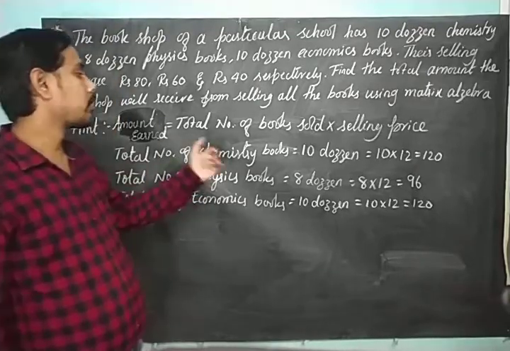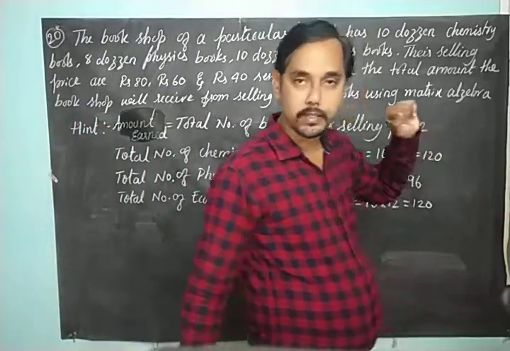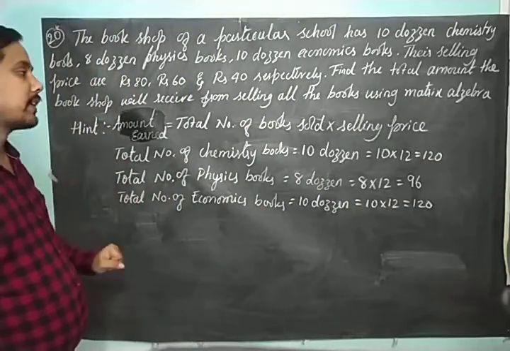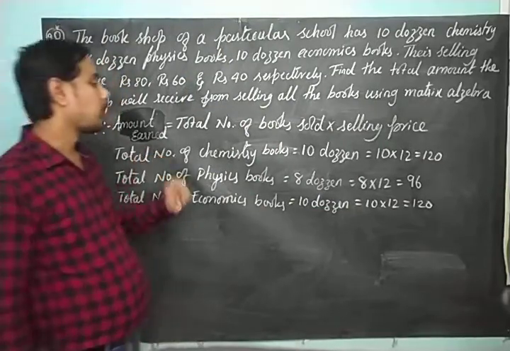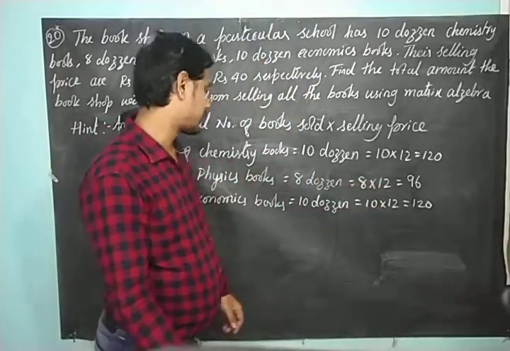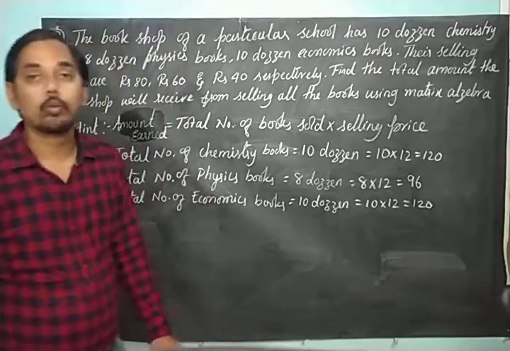So what is the total number of chemistry books? There are 10 dozen, so 10 into 12, it is 120. So 120 books are there in chemistry. About physics, how many books are there? 8 dozen, that is 8 into 12, that is 96 books. Similarly for economics, we have 10 dozen, that is equal to 120 books.